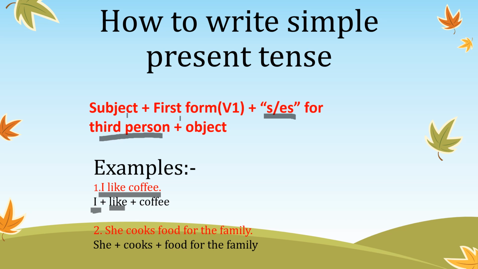Second, she cooks food for the family. Now she is the third person. So the verb is cook and we will add s or es, so cook will become cooks. She cooks plus object. The object is food for the family. So the sentence will become she cooks food for the family.